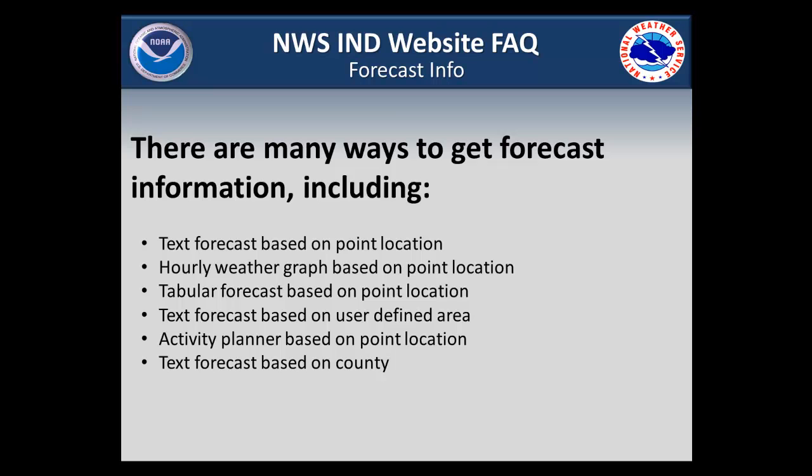There are many ways to get forecast information from our website, including the following. For a point location, you can get a text forecast, an hourly weather graph, a tabular forecast, and an activity planner. You can also get a text forecast for a larger area that you select, and a text forecast based on an entire county. Let's take a look at each.